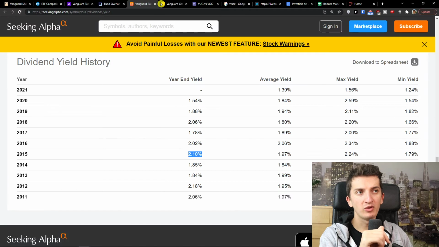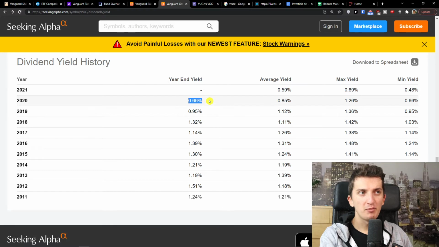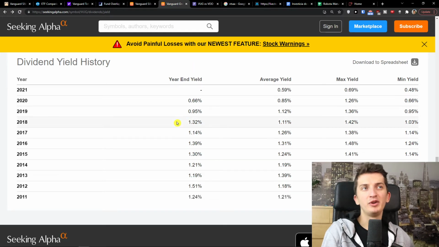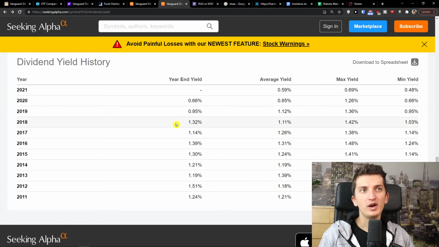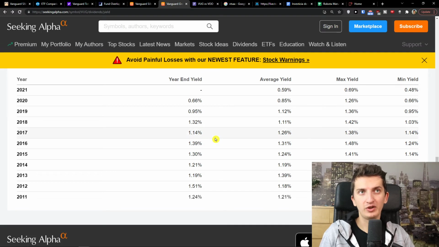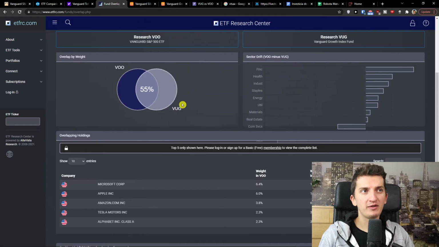Now of course, when we look at the dividend yield history, this is VOO: 1.54, 1.88, 2.06, 1.78, 2.02. And here, 0.66 because it's a growth fund, 0.95. Then we have 1.42. But again, you can see that I wouldn't invest into VUG if you want to go with dividend yield history.